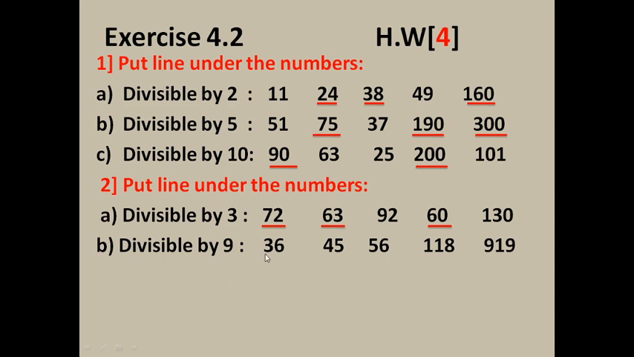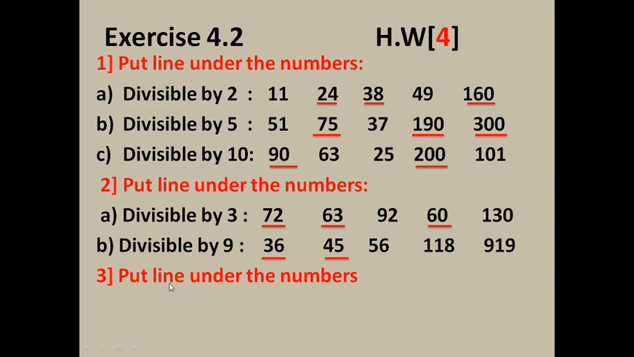Now here, divisible by 9. If you add the digits together, this 3 plus 6, if it is 9, or we can divide it by 9, then it is divisible by 9. If you add here 36, 3 plus 6 is 9, so we can divide 9 by 9, yes, so 36 is divisible by 9. Here we can add 4 plus 5, it is 9. We can divide 9 by 9, yes we can, so it is also divisible by 9. Here if you add it, it will not come to 9.